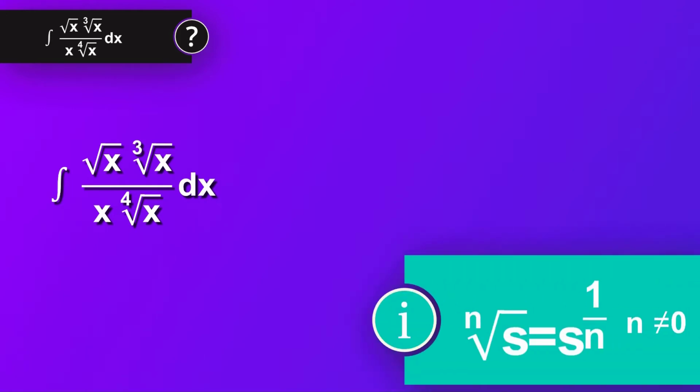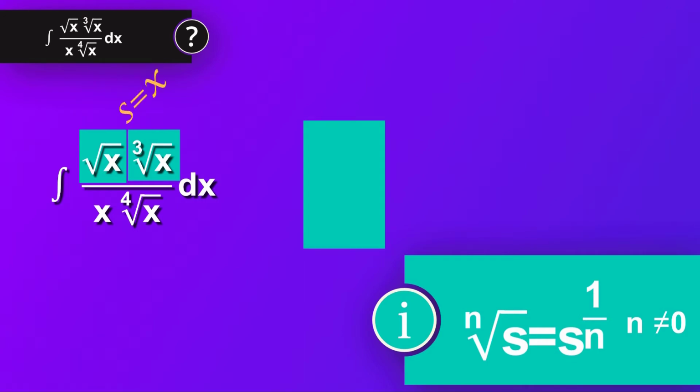Let's rewrite the integrand, the function inside the integral. We may apply the formula which says nth root of s equals s raised to 1 divided by n. First, we can do it to the first expression in the numerator. In that case, s is x and n is 2. Then, we apply it to the second expression in the numerator, and in that case s is x but n is 3. Finally, we use it in the denominator, and then s is x and n is 4.